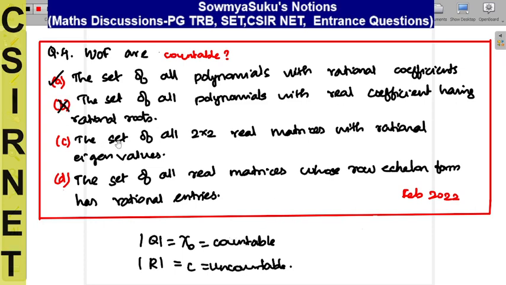Let's see the third one. Set of all 2 by 2 real matrices with rational eigenvalues. Eigenvalues are rational, but the matrix itself has real entries. So real is uncountable. So option C is wrong. Let's see D, set of all real matrices whose row echelon form has rational entries. Entries are rational, but the matrices are real. So option D is uncountable. So the only right option is A, which is countable. Thank you.